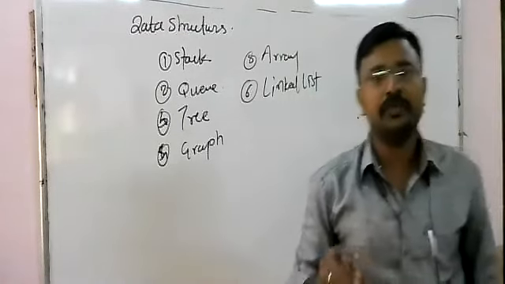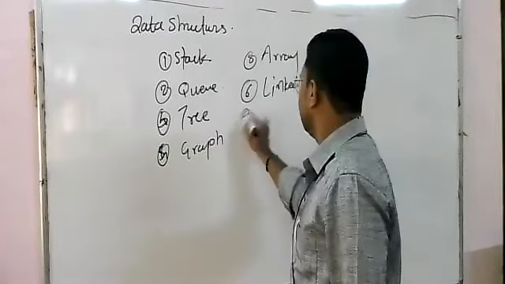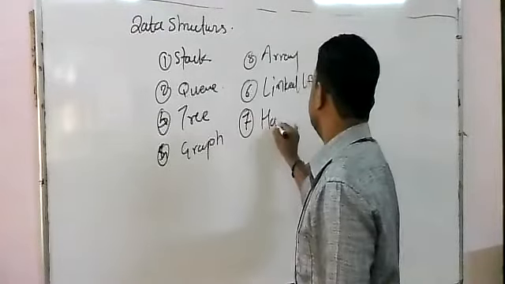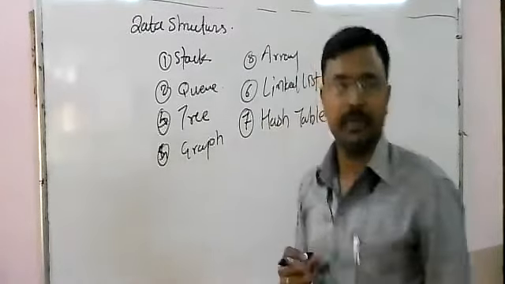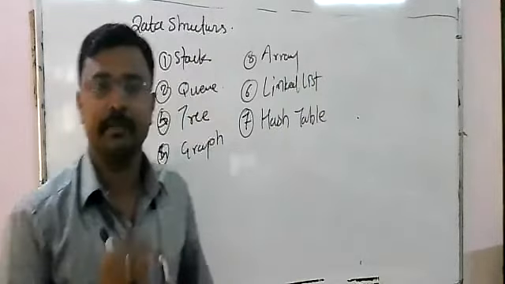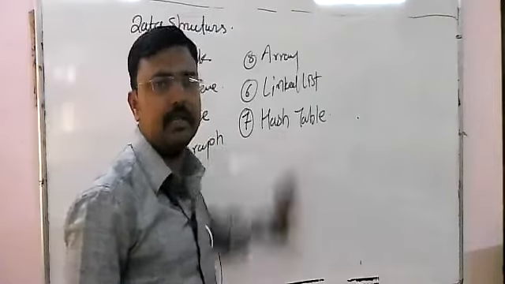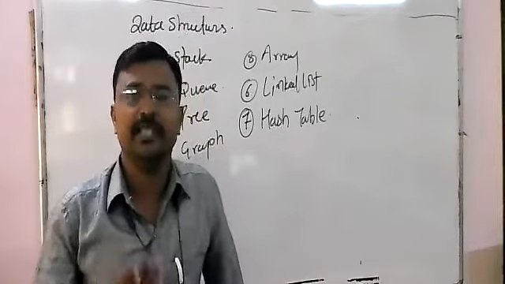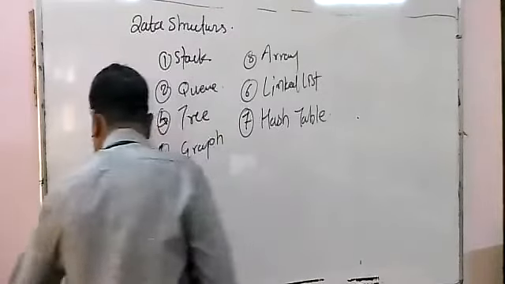And one more data structure, the seventh data structure, is nothing but the hash table. So today we are going to see a new data structure, that is the hash table. Okay, so what is there in a hash table?